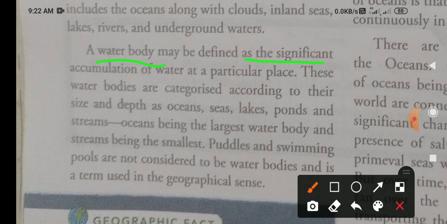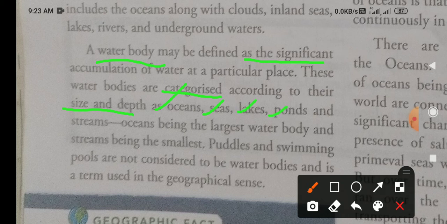Next, these water bodies are categorized according to their size and depth as ocean, seas, lakes, ponds, and streams. So you can see, according to the quantity of water found there, they are separated from each other according to their size and depth: how big it is, how deep it is. Looking at that, they are divided into different types. All of you know ocean, they are of very big size, and seas are a little bit smaller than the ocean, and lakes are a little bit smaller than the sea.